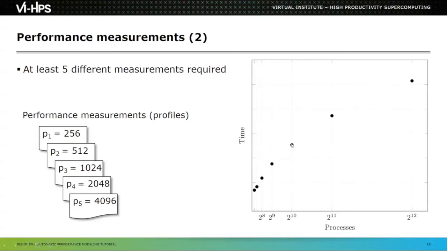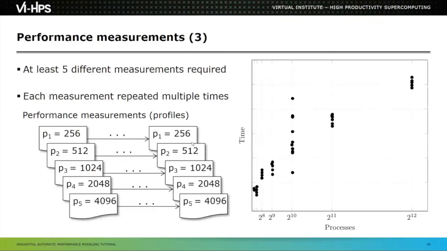So we need at least 4, but better 5 points, so we can really identify if we have a linear trend, a polynomial with a logarithm, maybe an exponential trend. And if we have exponential functions, it would be even better to have more points. So we have these performance measurements of different configurations, as you can see here, P1 to 5, for example, a number of different processes from 256 to 496. And then we can use these for modeling.